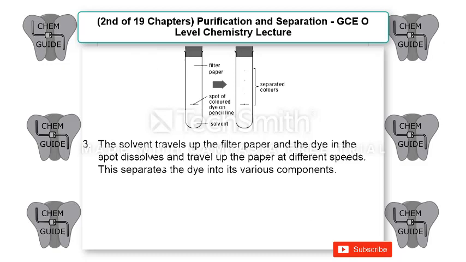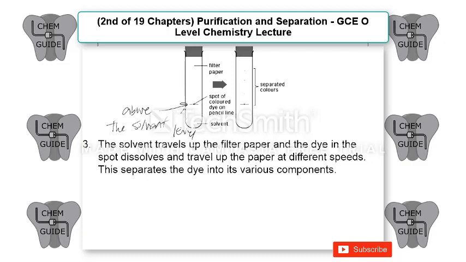After we have dissolved the dye in a suitable solvent, drawn the pencil line, and placed the spot here, what we do is simply dip the filter paper in the solvent, making sure that the pencil line is above the solvent level. We must make sure it's above the solvent level. You cannot put it under the solvent level, otherwise the spot will simply dissolve in the solvent. You must put it above.